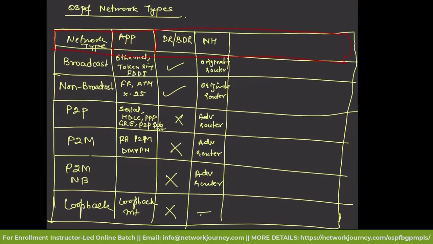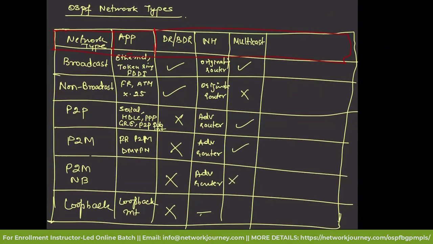And then multicast capability. So this is multicast. This is not multicast. Okay, so multicast and broadcast. It cannot do broadcast and multicast. Point to point, again, multicast is there. Point to multipoint is also, you will have multicast hello. Non-broadcast, you will not have multicast.